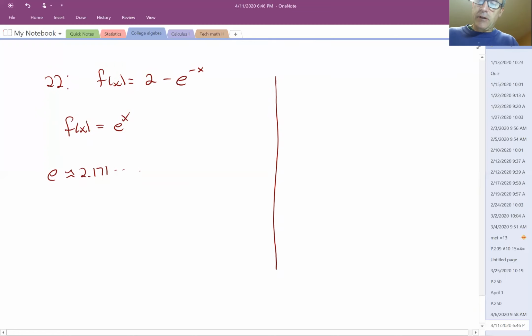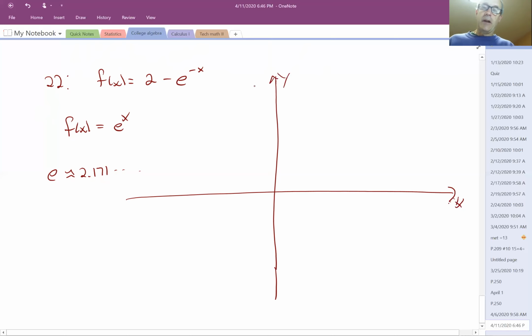So when I graph it, we got some reflections on this one too, don't we? To worry about. The 2 is going to be up 2. I think we got both reflections this time. See the negative x and the minus on the front? Both axes reflection. Let's first do e to the x, the base curve. So e to the x. Let's do the base curve first. Plug in -1, 0, and 1. So e to the minus 1 is 1 over e. 1 over 2.7. It's less than a half.